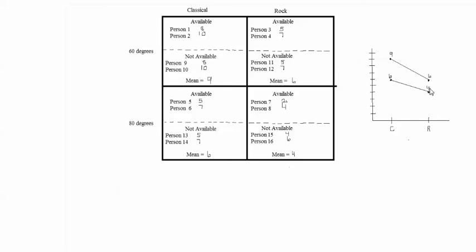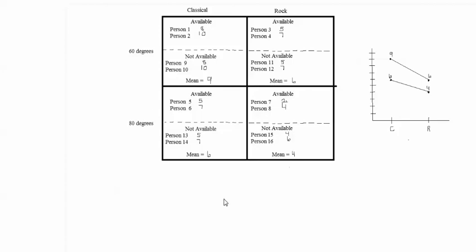And when we plot in a line graph right here, in the top row it goes from 6 to 9. This is 6 to 9. This is 60 degrees. In the bottom row, it goes from 4 to 6, which is right here. This is 80 degrees. And the two lines are not parallel because this goes up by 3, this goes up by 2. So this is steeper than this. So there is an interaction between type of music and temperature.